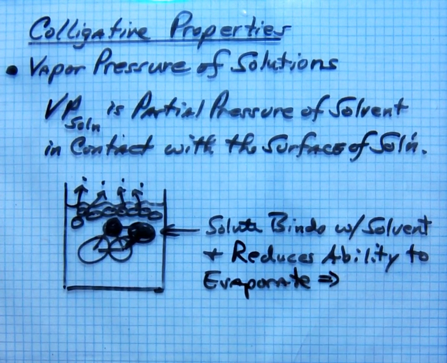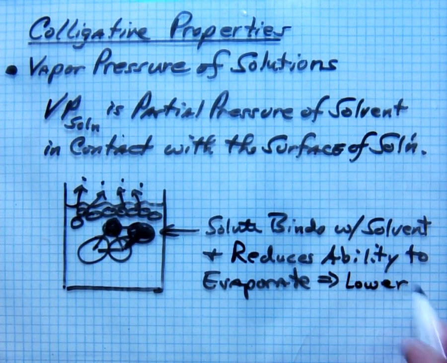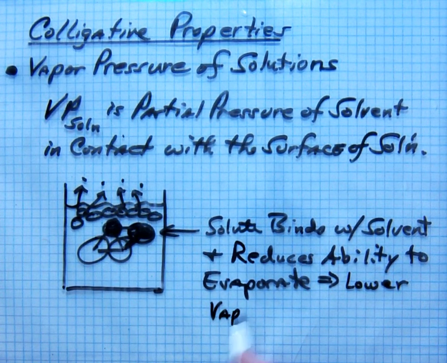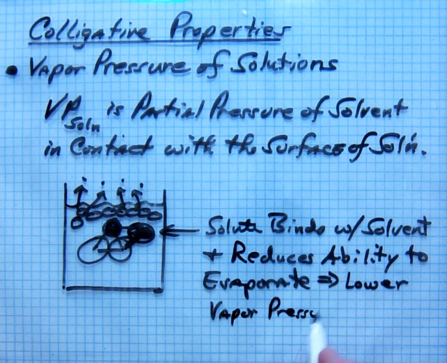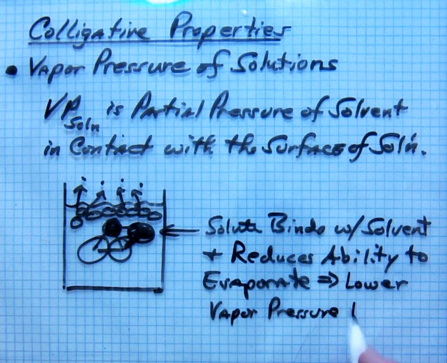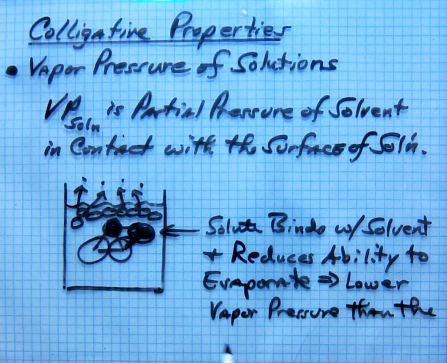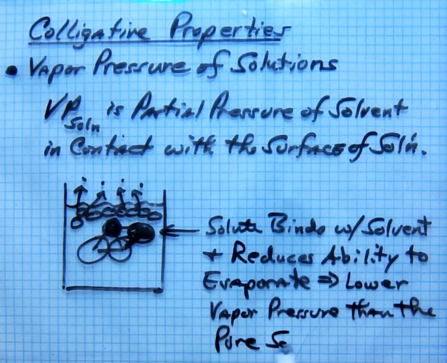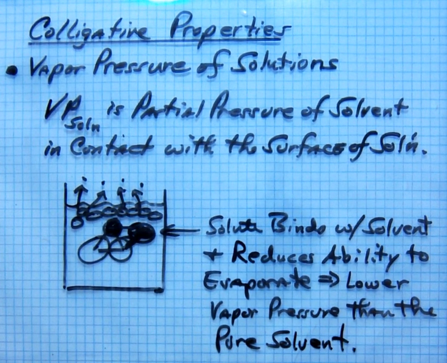And this, as a result, results in a lower vapor pressure than the pure solvent. Okay, now that's the general principle. You pour something in, dissolve something into a solvent, it's going to interact to the point where it's going to retard the evaporation of the solvent into the vapor phase.